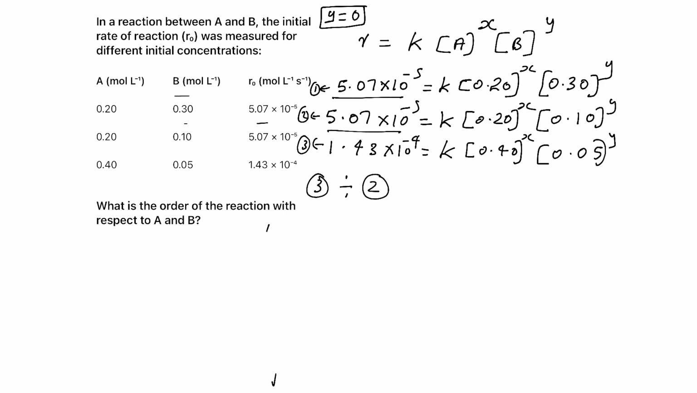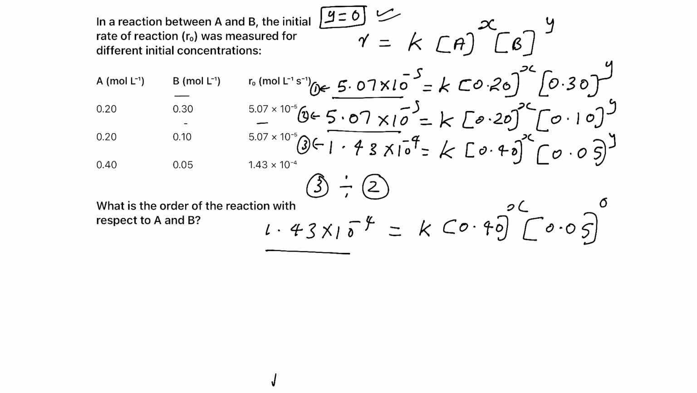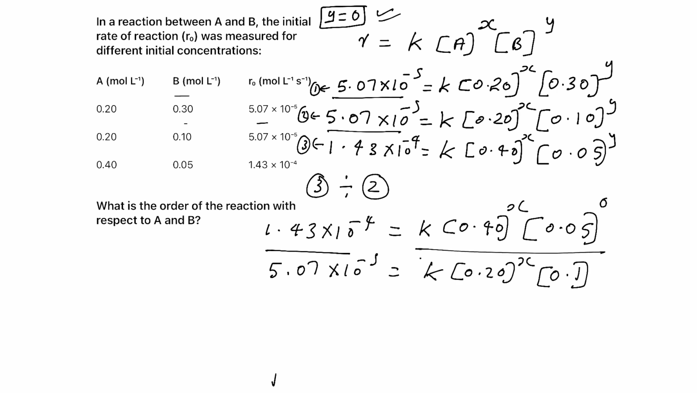So what will be that? 1.43 into 10 raised to minus 4, the LHS, is equal to the RHS of equation number 3, which is k into 0.40 raised to x into 0.05 raised to y, but y is 0. Substitute that. Now equation number 2: LHS is 5.07 into 10 raised to minus 5, and the RHS is k into 0.20 raised to x into 0.1 raised to y, but y is 0, right?